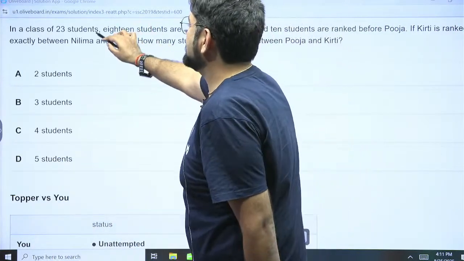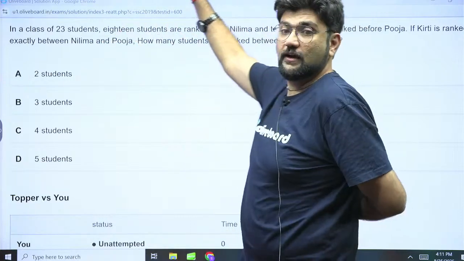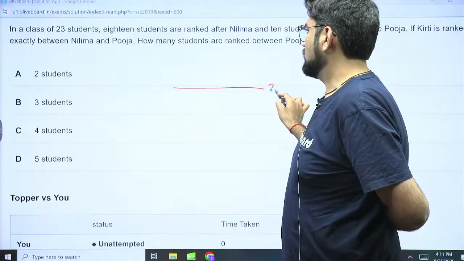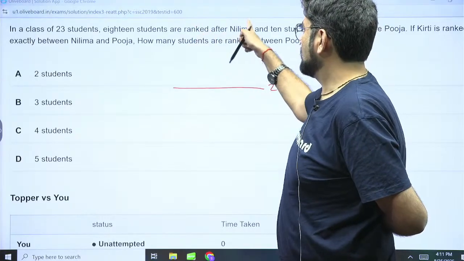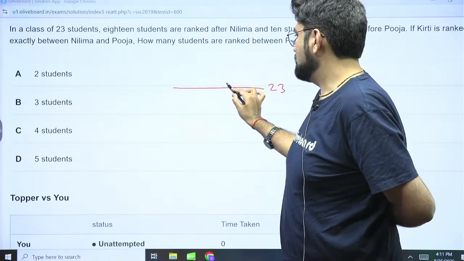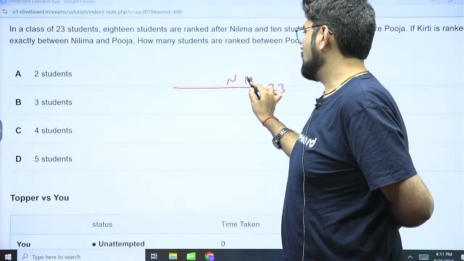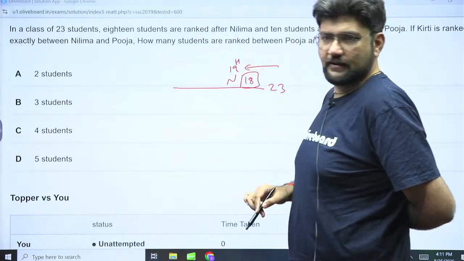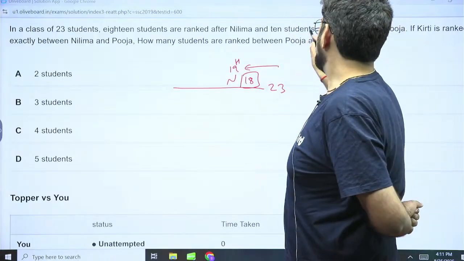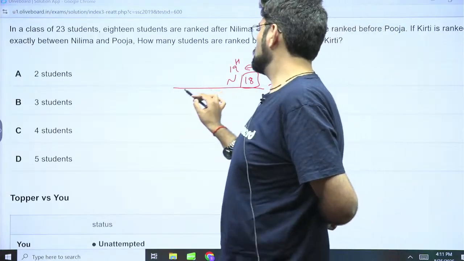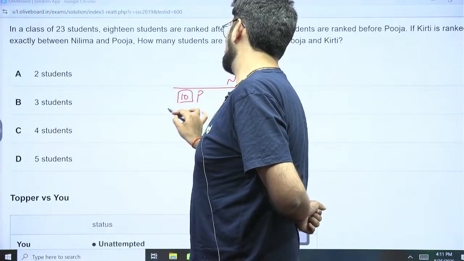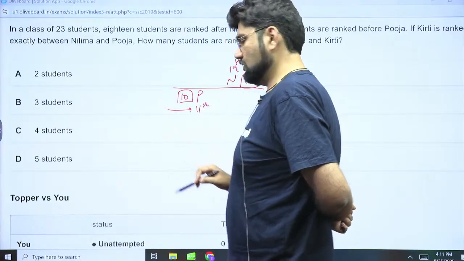So in a class of 23 students, look at this very carefully. We need to identify the ranks here. There are 23 students in the class. 18 students are ranked after Nilima. That means for sure if Nilima is here and she has 18 people after her, she is definitely 19th from the right end. Can we say that? And 10 students are ranked before Pooja. So if Pooja is sitting anywhere, 10 students are ranked before Pooja, so Pooja is ranked 11th from the left end.